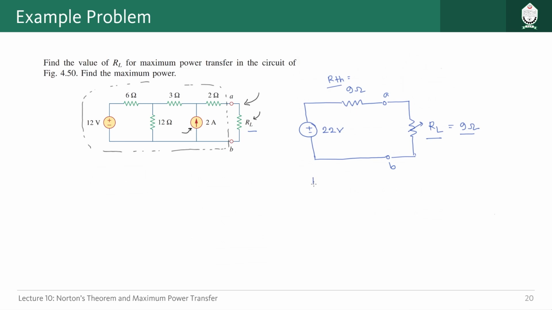So we can say RL should be equal to 9 ohm, and if that happens, what should be the amount of maximum power delivered to this resistor? That should be equal to P is equal to VTH square divided by 4 RTH, as we had earlier discussed. So the value of VTH is equal to 22 whole square, and 4 RTH is equal to 9. So that should be equal to 13.44 watt. You can calculate that yourself.